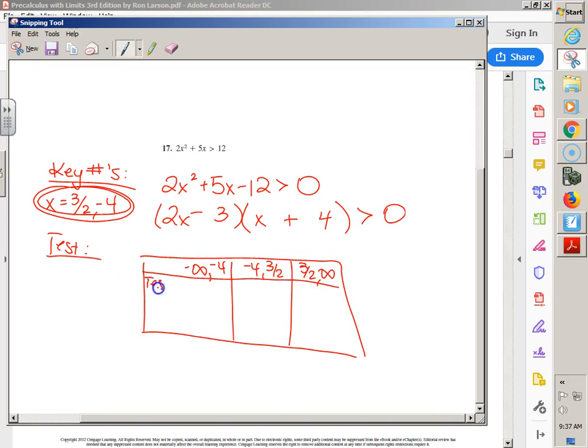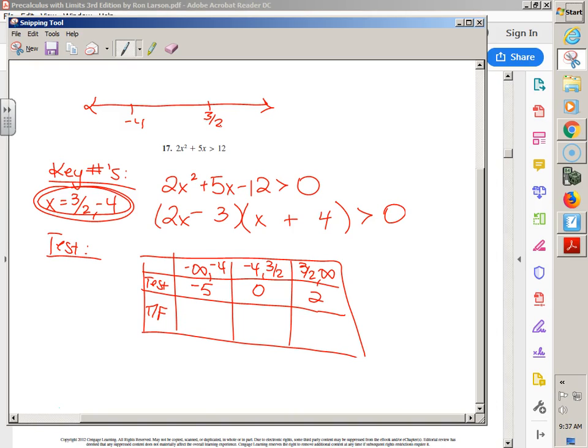We pick a test value and we ask ourselves, true or false? I don't know, I see a negative 5, maybe like 0 or 1, and then maybe like 2 or 3. Remember, we can pick any test value, it just has to be in the interval. If you want, you could also make a little baby number line. And you could mark your points, negative 4 and 3 halves. That's where I get my interval, negative infinity, negative 4, 3 halves, infinity.